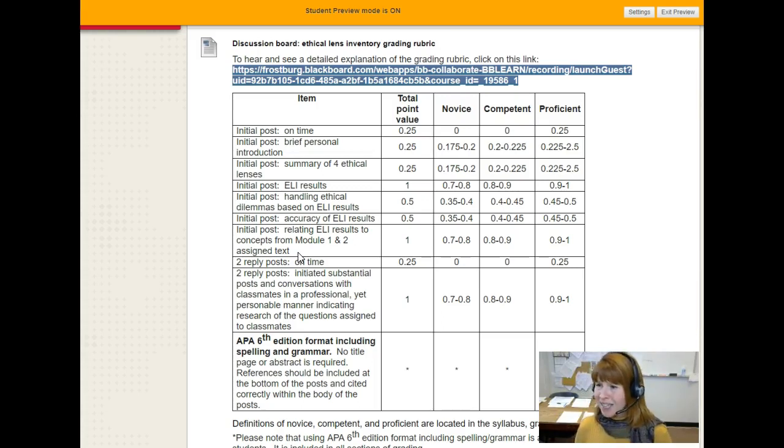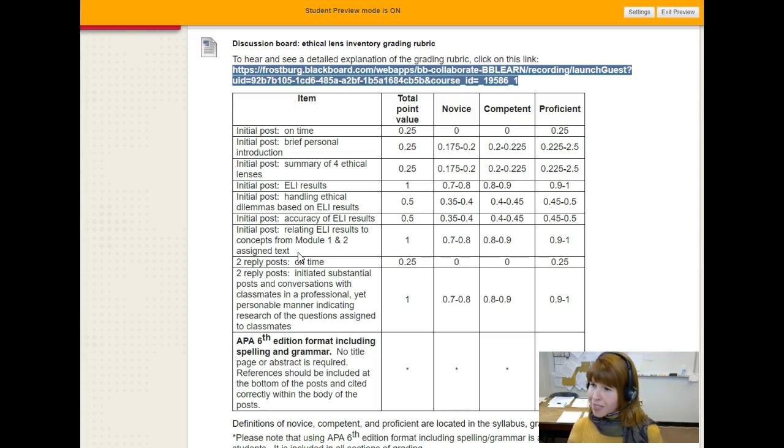But basically, what you need to do is take information about your ethical lens inventory results, then go back to your textbook and look at the assigned chapters for modules 1 and 2, and you're going to need to make some correlations between what your ethical lens inventory results are and how it relates to those really key and important concepts from the assigned chapters in modules 1 and module 2.